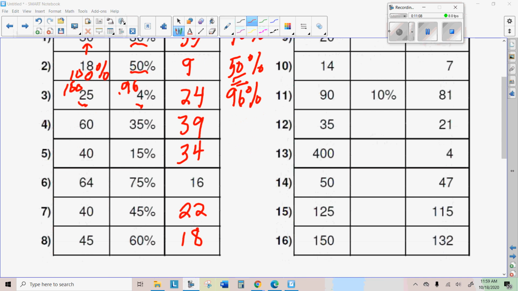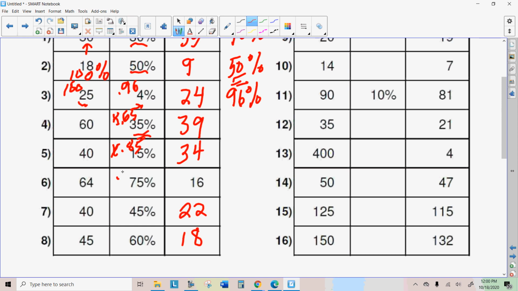All right, here's the answers you should be looking at. And again, to get the number you multiply by, you do 100% minus whatever percent you're taking away. So in this one, it's going to be 65%, which is 0.65. And this one is going to be 0.85. And this one is going to be 0.25 because you're taking away 75% and so on.